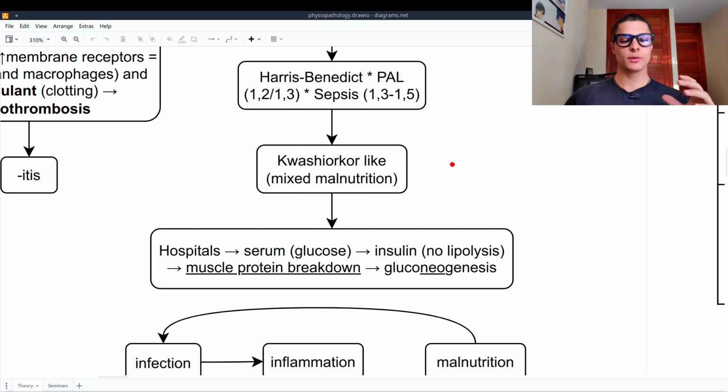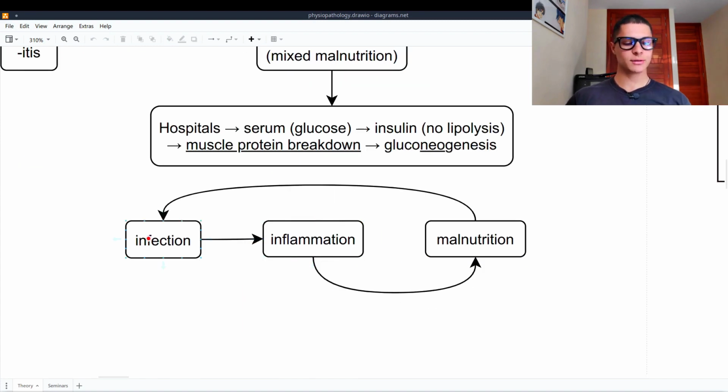In the clinic, it's very common to encounter the kwashiorkor-like situation, which is a mixed malnutrition of both caloric and proteic. Why is this? Because in hospitals, we give serum to the patient, which contains glucose. Glucose triggers insulin. Insulin stops the lipolysis. So to maintain our glycemia, we use muscle protein breakdown to create new glucose, gluconeogenesis. So we have few calories because the serum is not very caloric, and then we also break down the protein.